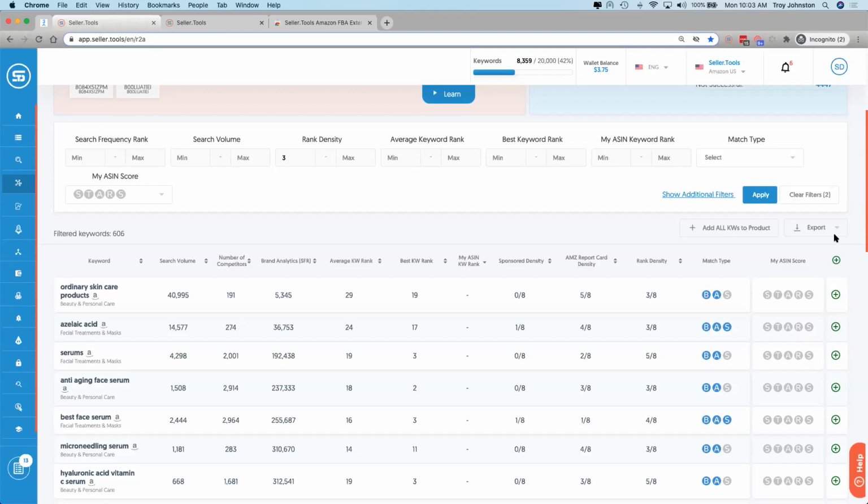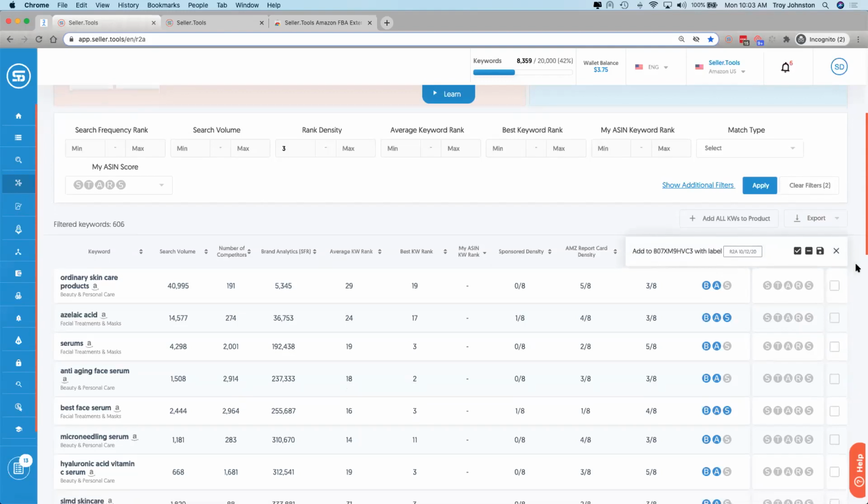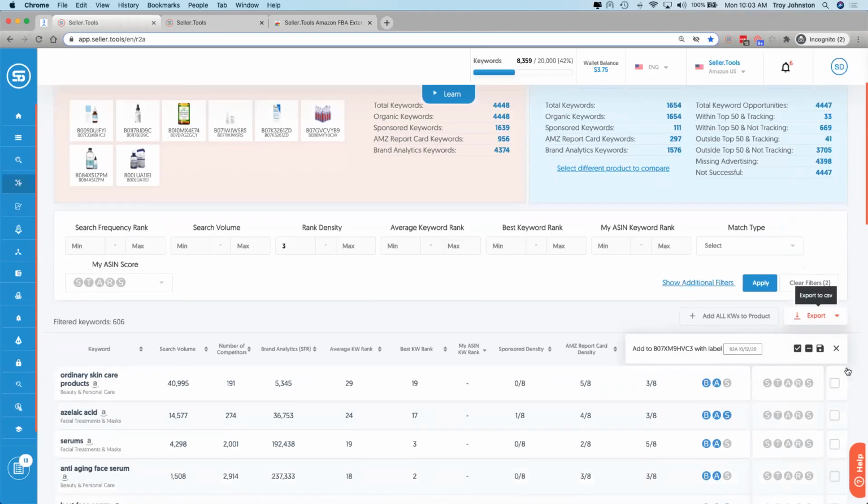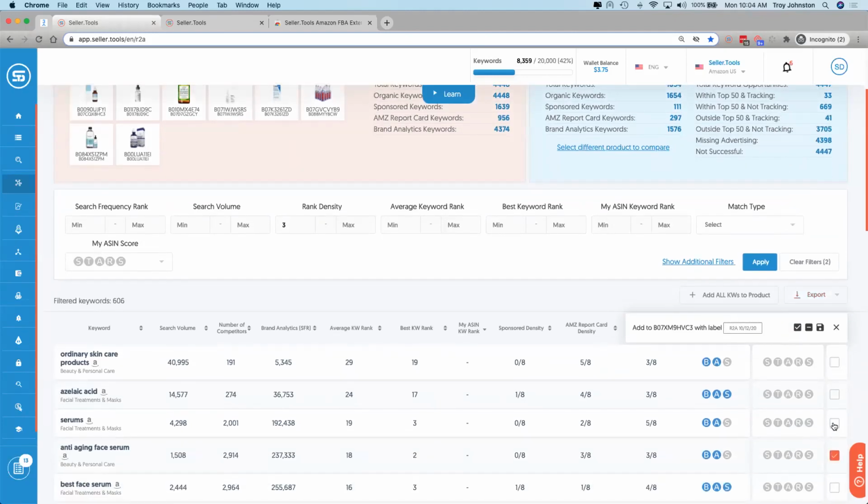So what I can do is come in here, click on add keywords to my ASIN, and then do a bulk add. Now I could, of course, select all these keywords that I've filtered. Again, keeping in mind what I've looked at is those that don't have any indication here on the My ASIN score. We have a minimum of 3 out of 8 in terms of rank density. So I can select all and then save. Or I could just pick a select few as I'm reviewing some of these keywords and bring them over.